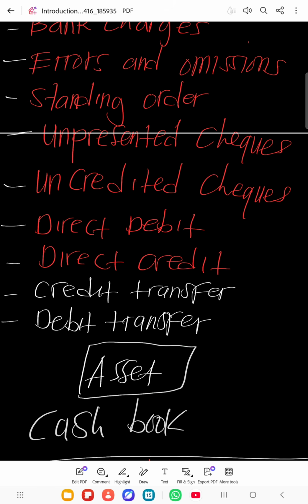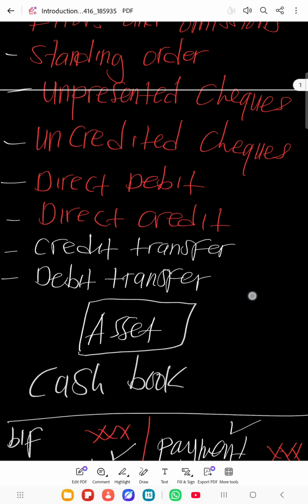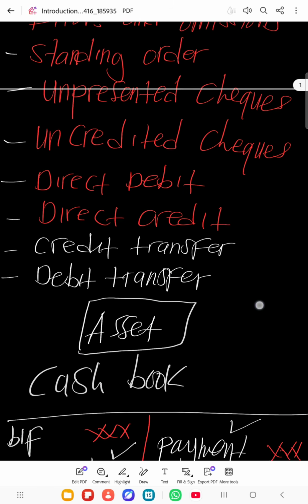And then we have uncredited checks. These are receipts that we are supposed to receive from our customers. So you find that someone has paid you, and then the money hasn't yet reflected in your bank. In most cases there could be a system error or certain things that have happened, maybe they have insufficient funds in their account, and so on and so forth. So that can cause the difference between the cash book balance and the bank statement balance.